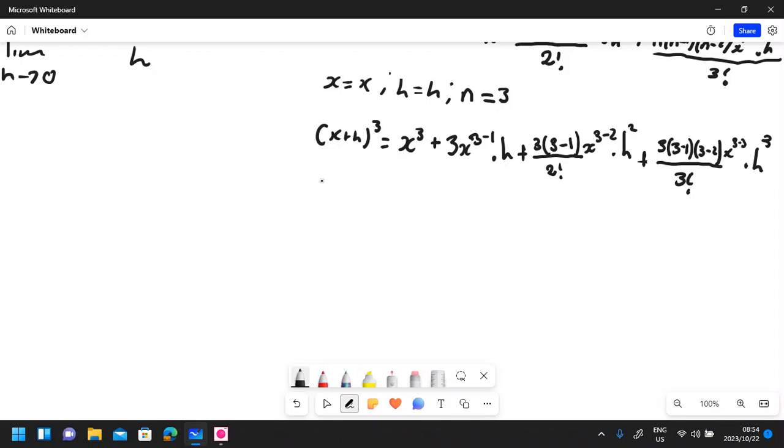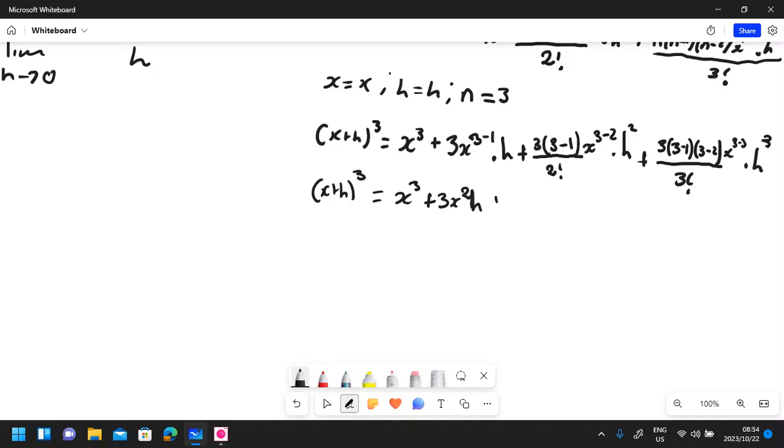Let's calculate. So f of x plus, x plus h to the power of 3. So this is going to be x to the power of 3, and this is going to be plus 3x to the power of 3 minus 1, which is going to be 2, multiplied by h. So this is going to be h.